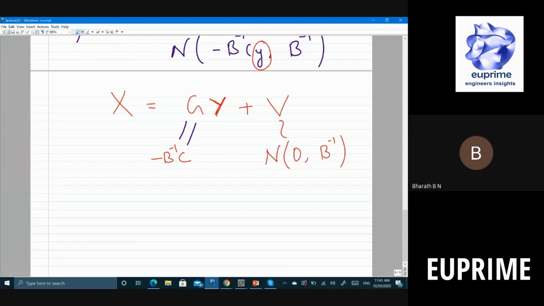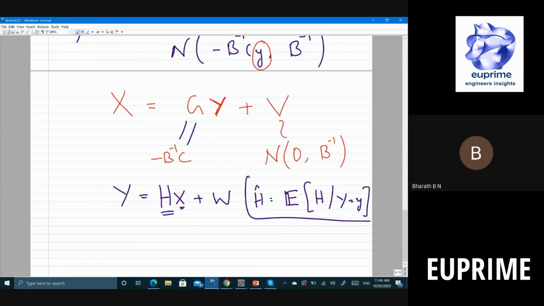For example, suppose you have x and y as jointly Gaussian, something like Y equal to h x plus w, right? I want to find an estimate of h given what I know, y. So that estimate h hat would be the expected value of h given y equal to the observation, right? So this will turn out to be an MMSE estimate.